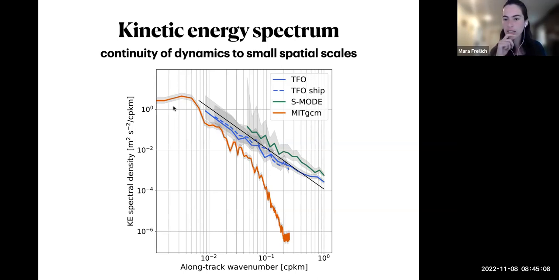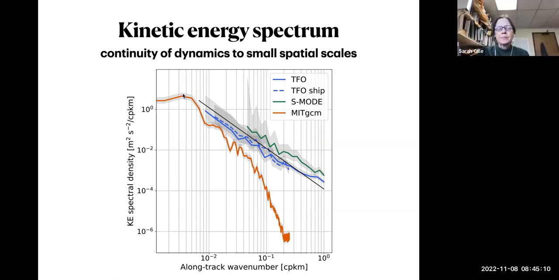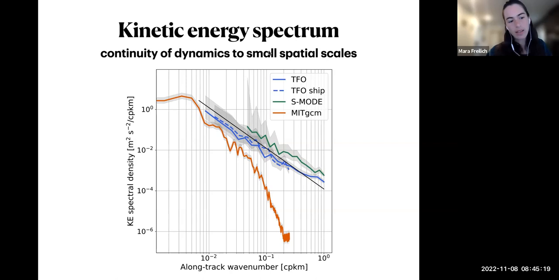I think related to the kinetic energy flux plot. Yes, I think they could. And I think internal waves, also potentially near inertial oscillations. Thanks. Yeah, that's a great point.